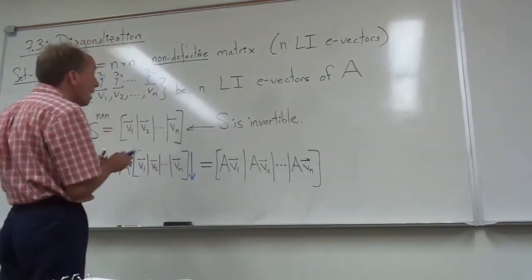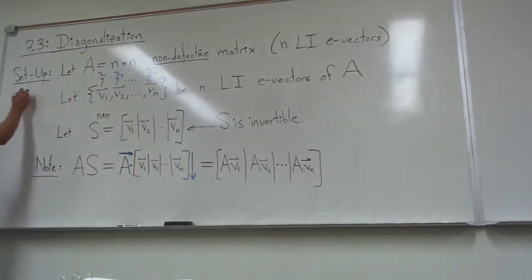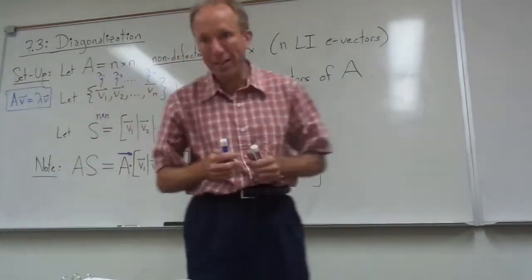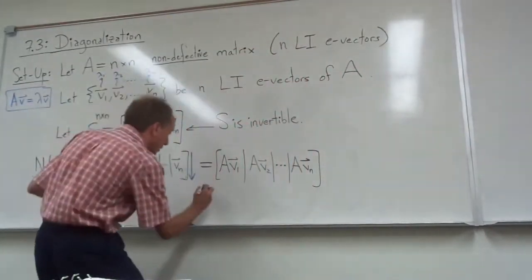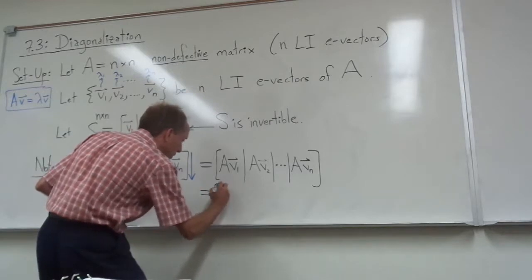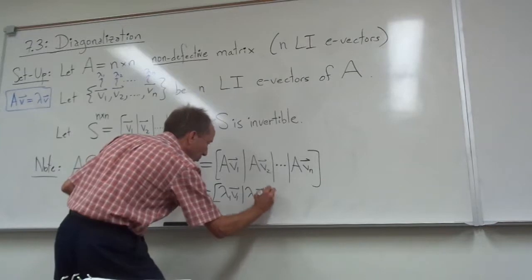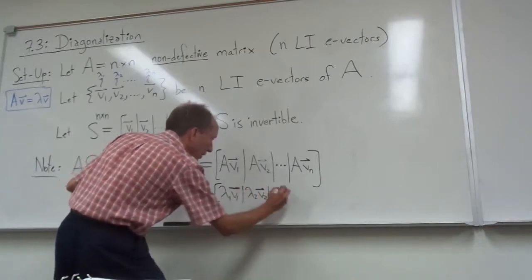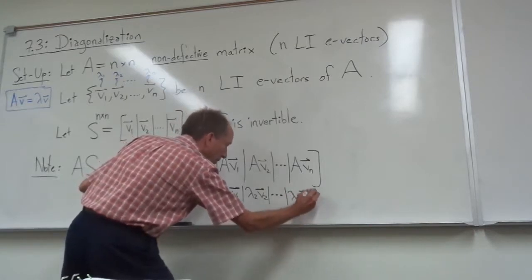Of course, the most important equation is A V equals lambda V. This is the place where we started this whole chapter. A V equals lambda V. So I'm going to plug that in right here. I'm going to change this to lambda 1 V1 and lambda 2 V2, etc., and the last one being lambda n Vn, like that.